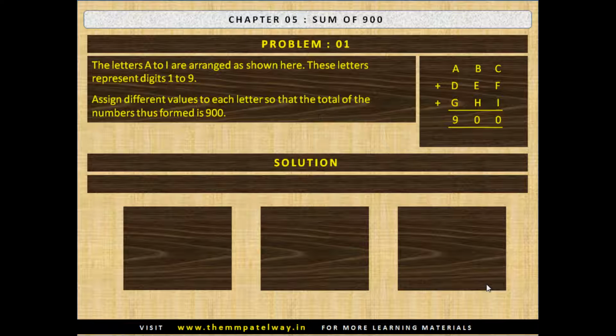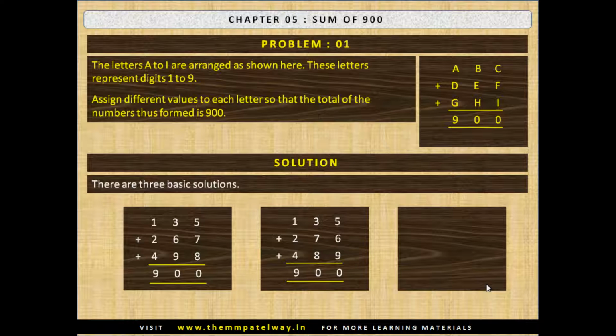The answer is, there are three basic solutions. 1. 135 plus 267 plus 498 equals 900. 2. 135 plus 276 plus 489 equals 900. And the third, 153 plus 268 plus 479 equals 900. The process of solving such problems and finding out basic solutions was explained in conceptual part.